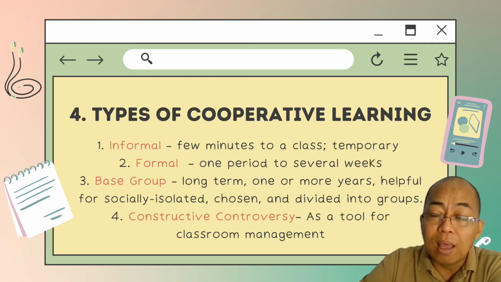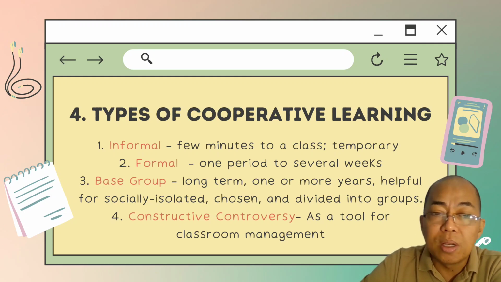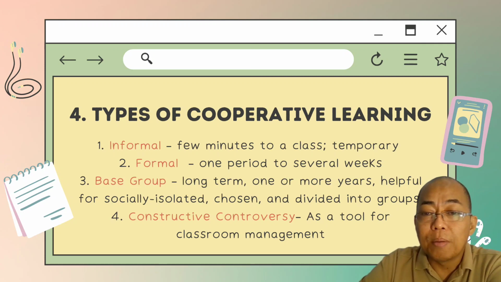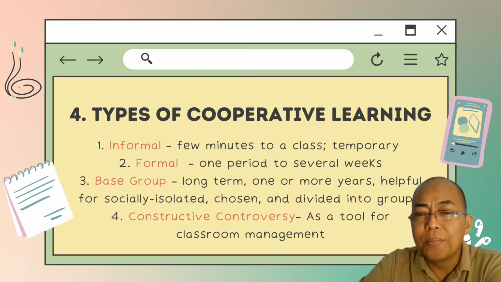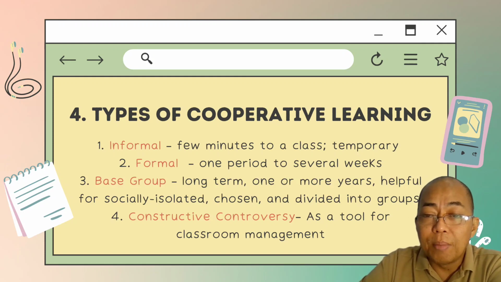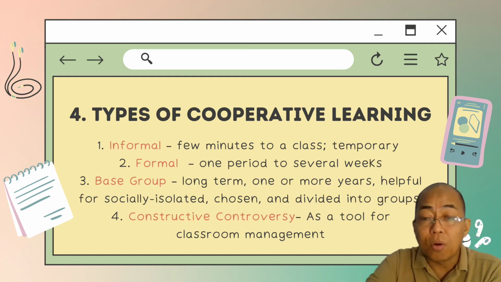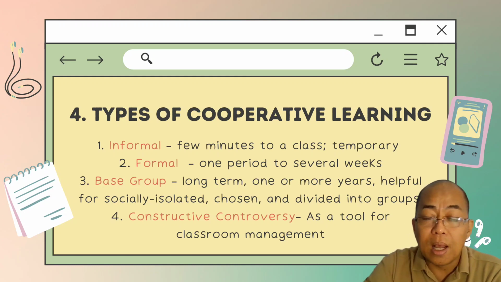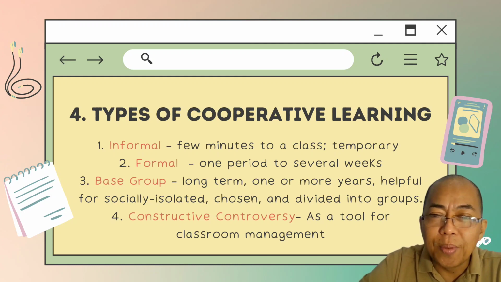So that means every group should have students who have gained some mastery of the topic, and students who are still struggling. So the idea is the members of the group will help each other. Those who have gained some mastery will help those who have difficulty. Of course, those who have difficulty can also help even those who have already gained mastery about the topic. So that's formal cooperative learning groupings.